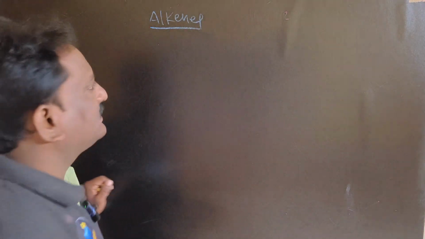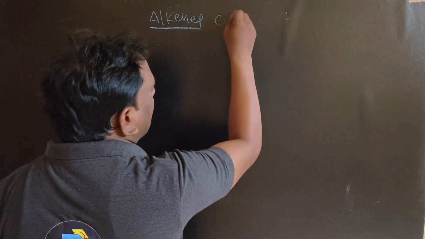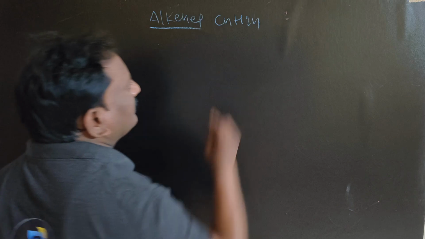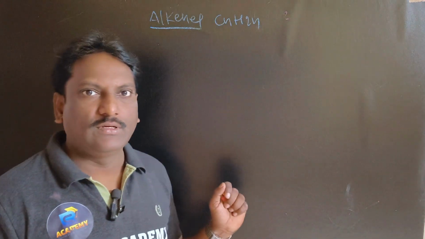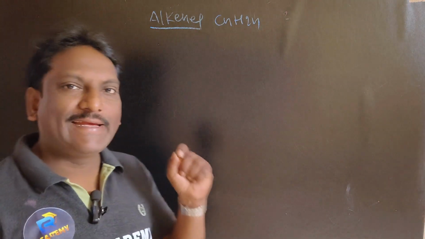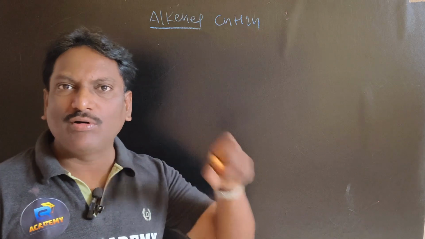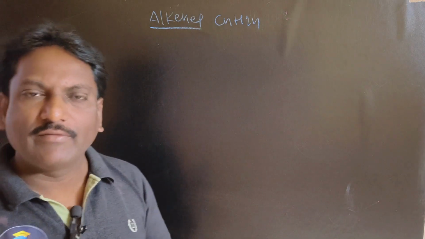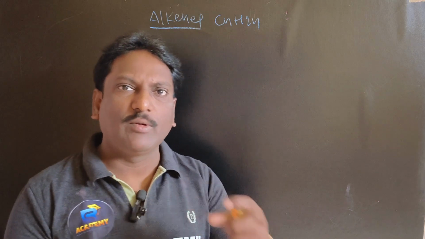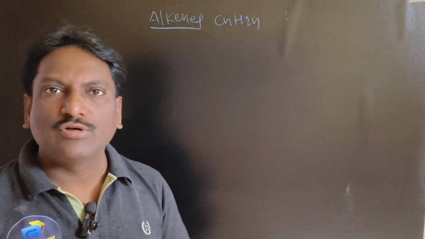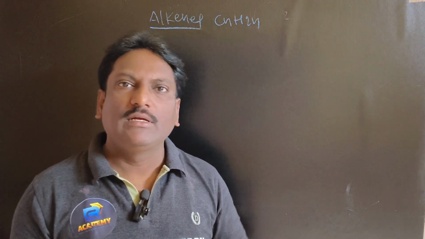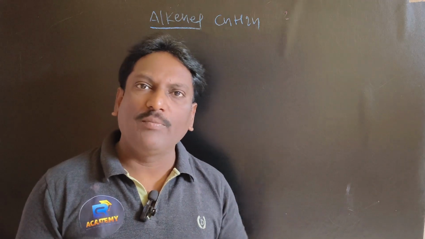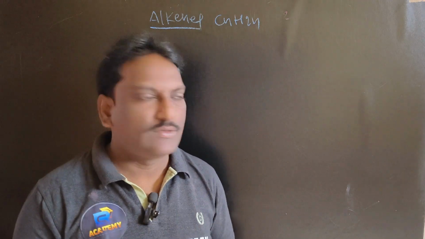Alkenes. The general formula of alkenes is CnH2n. Please remember that the alkenes homologous series starts with 2 carbons onwards. We require at least 2 carbons to show a double bond between carbon and carbon. So alkenes consist of at least one double bond between any 2 carbon atoms.